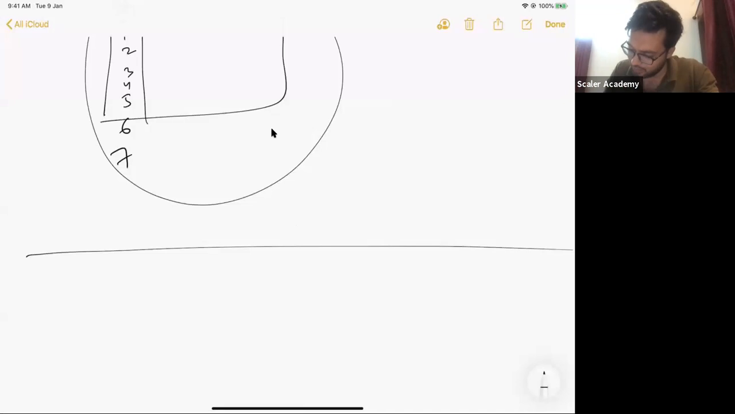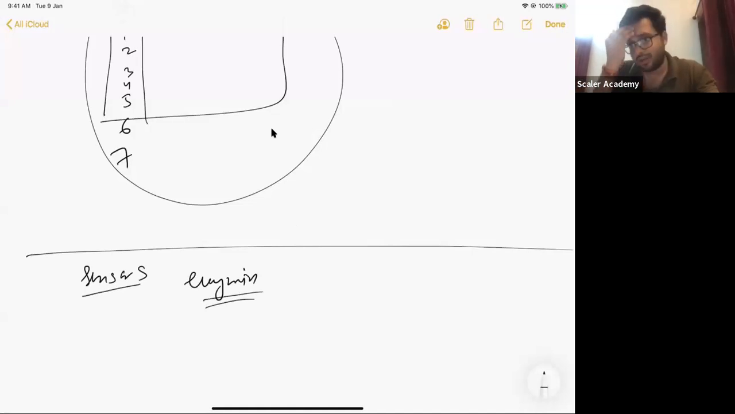Let's take another example. Let's assume there are several sensors which are sending you a lot of data every minute. So every minute you are getting some data. Does it make sense? So let's say it's an IoT world and you have sensors all across, and the sensors are continuously sending you data. Folks, does it make sense?